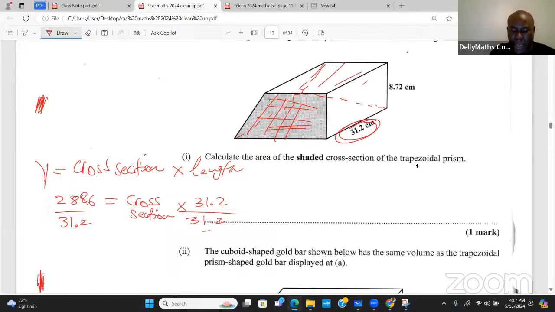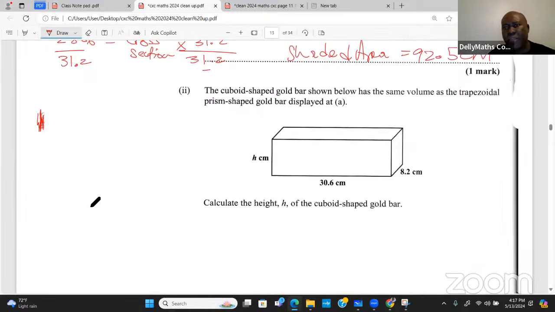So when we divide that, let me divide 2886 by 31.2. We're getting something like 92.5. So it's going to give me that the shaded area is 92.5 cm squared. So the shaded area is 92.5.